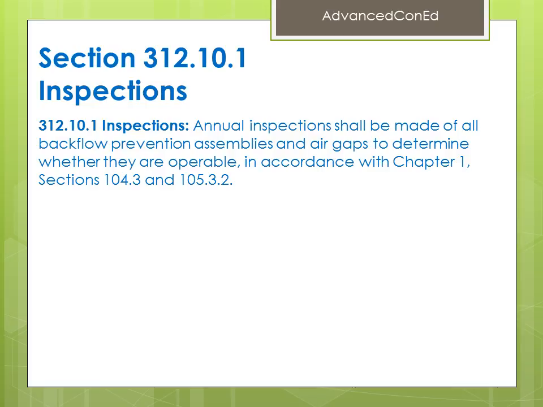312.10.1 Inspections. Annual inspections shall be made of all backflow prevention assemblies and air gaps to determine whether they are operable in accordance with Chapter 1, Sections 104.3 and 105.3.2.